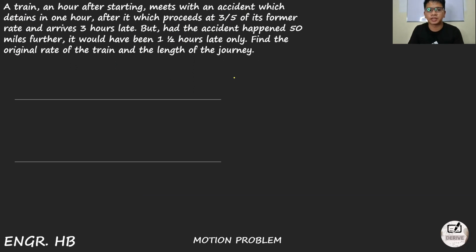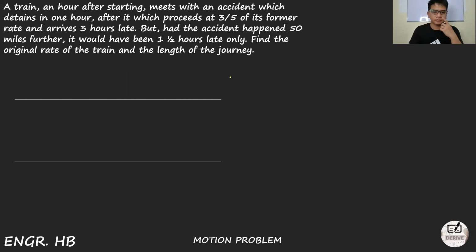So, sa una, yung train daw nagsimula or umandar ng 1 oras. Tapos, pagtapos nun, naka-meet siya ng accident na nag-detain sa kanya ng 1 hour. Pero, pagtapos daw nung ayusin ng aksidente, umalis na yung tren at tumakbo nung 3/5 nung original velocity niya. So, ibig sabihin binagalan. Nakarating naman siya sa destination niya kaso 3 hours late siya.